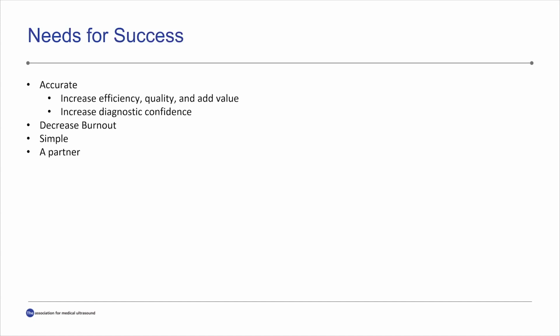So overall, if we want any AI system to be successful, whether it's one you purchase, one you develop, or one that you're going to train your residents with, we need it to be multiple things. We need it to be accurate. It must increase our efficiency, the quality of our reporting, the quality of our images, and ultimately add value. We must be more confident in what we're doing because we're using what we're using.